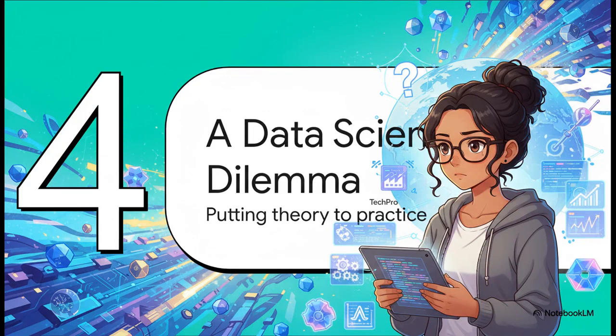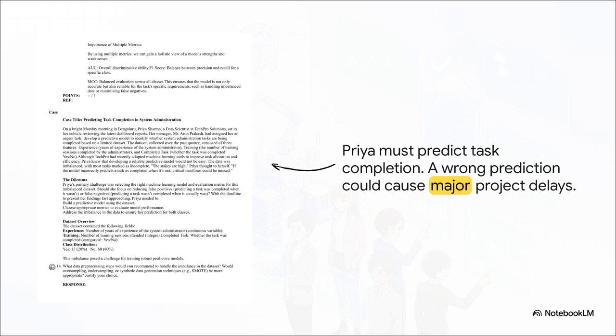All right, enough theory. Let's make this all real. Seeing how these concepts actually connect and work together in a real-world scenario is where the magic happens. So I want you to meet Priya. She's a data scientist, and she's facing a super common but super critical challenge. Priya's job is to build a model that can predict whether a given system admin task is finished or not. Sounds pretty straightforward, but the stakes are really high.